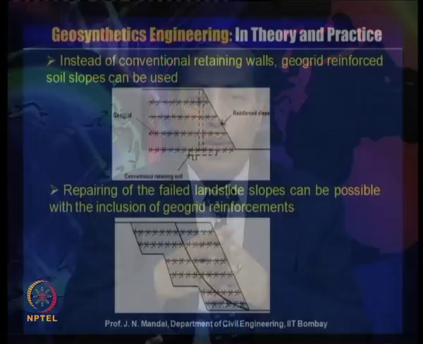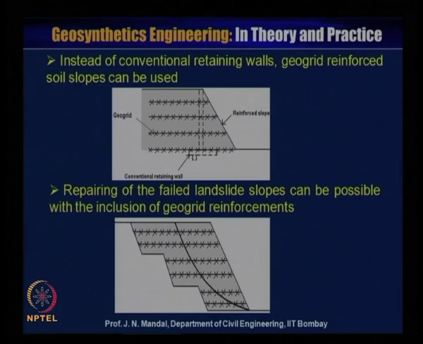Now, instead of a conventional retaining wall, a geogrid reinforced soil wall can be constructed. For example, this is the road and you are using a conventional retaining wall here, which will be very expensive. Instead of that, you can use a geogrid reinforced slope when required, so it will be much more economical.